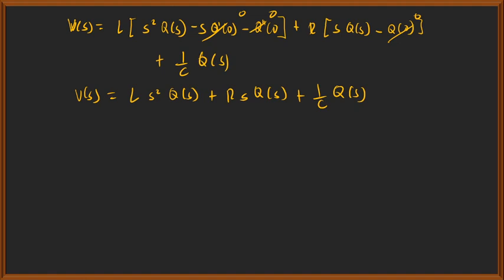Now what we are going to do is get the transfer function. Our transfer function must be in terms of the charge, so we could have Q of s over V of s equal to 1 over L s squared plus R s plus 1 over C. So that will be our transfer function.